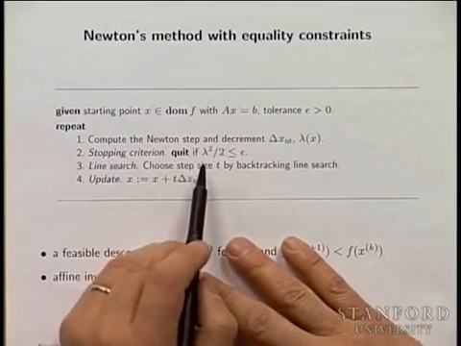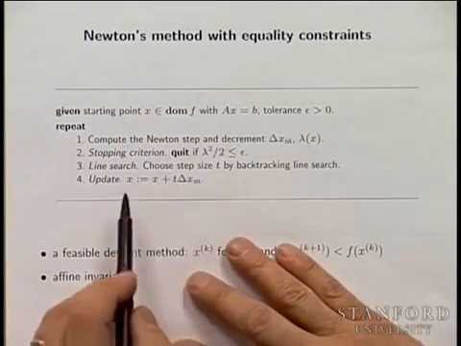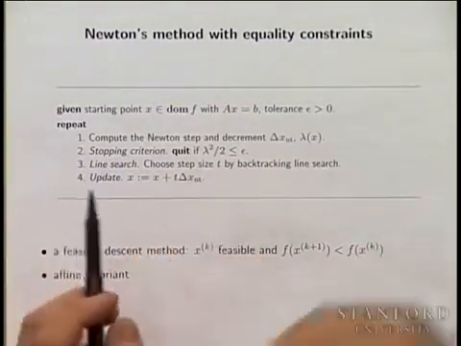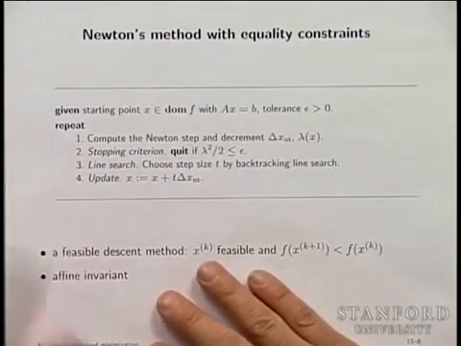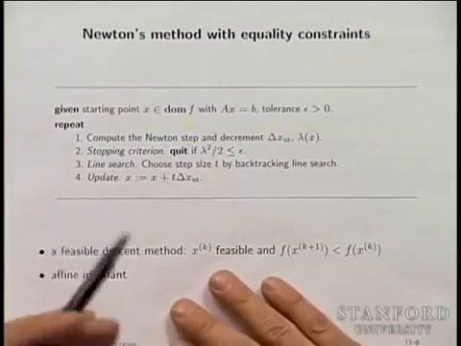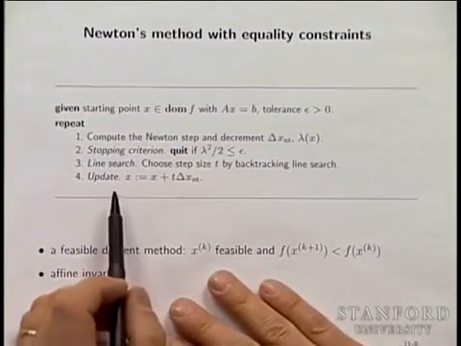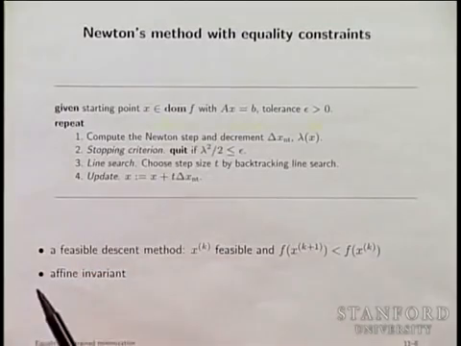If the Newton decrement is small, you quit. Otherwise, you do a standard backtracking line search. So you try t equals 1. If that gives you enough decrease, fine. Otherwise, you choose beta times t, beta squared, and so on. And then you finally update.